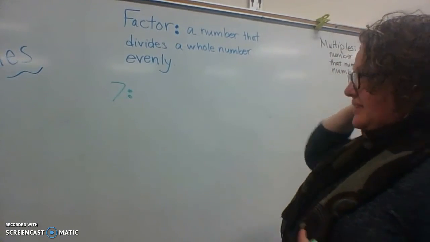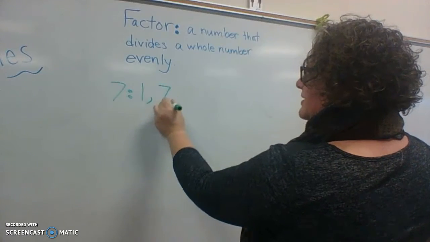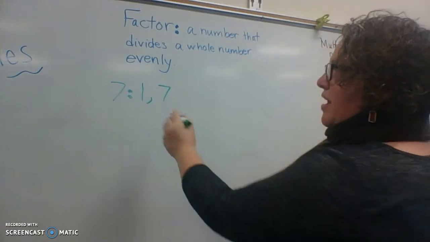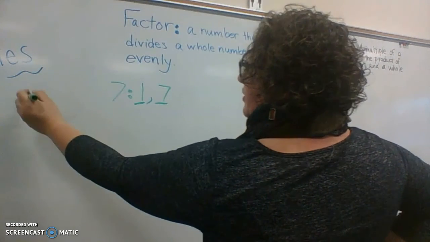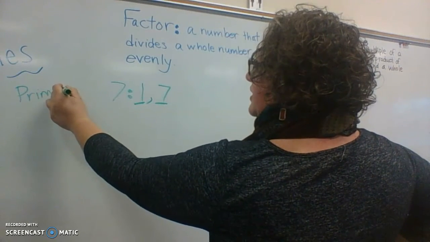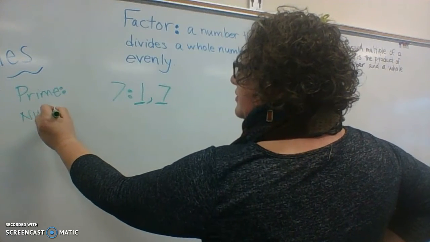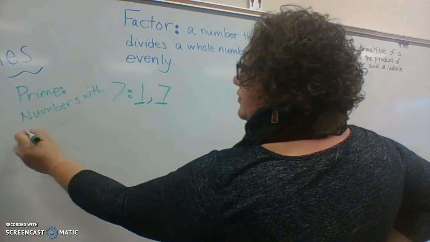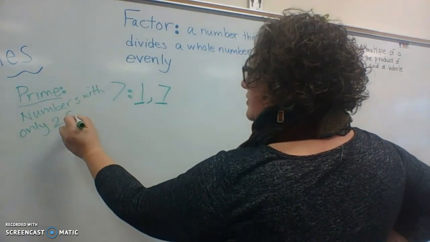So 7 is actually a prime number, so 1 and 7 are the only factors of 7, okay? And we call that prime. Prime numbers are numbers with only 2 factors: 1 and themselves.